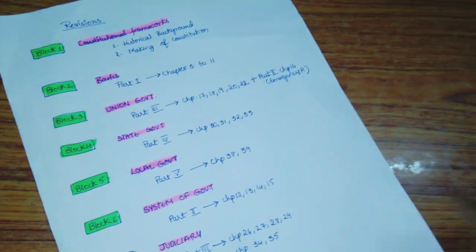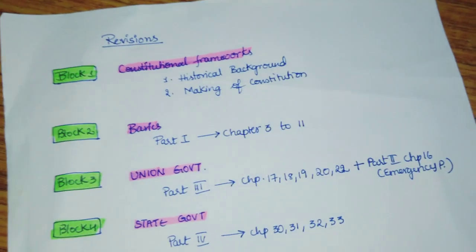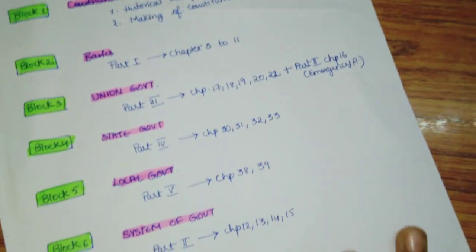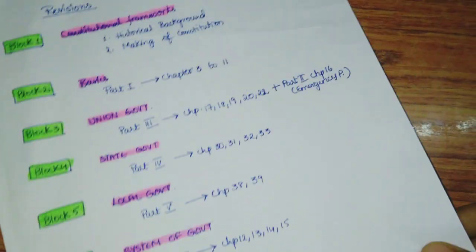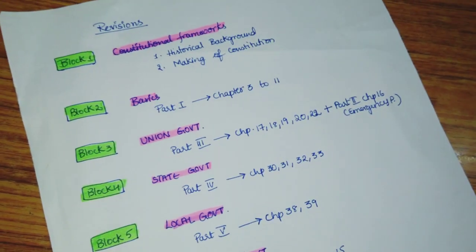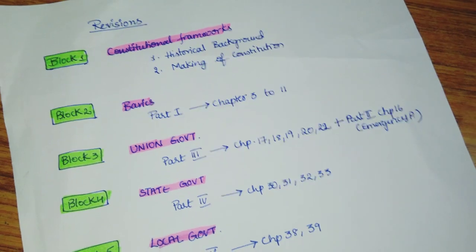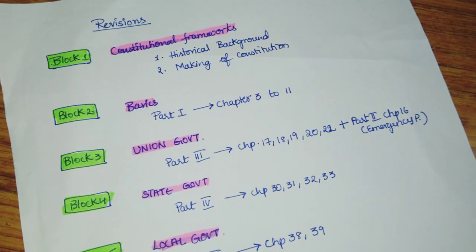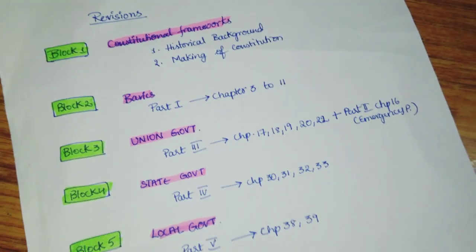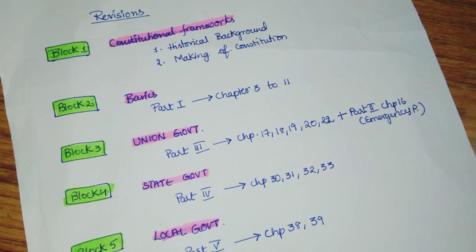So this is it. This is a revision plan. Here I have divided the different chapters into 10 blocks. In this manner you can revise your polity and the entire Laxmikanth book in only 10 blocks, and here I have arranged them in a priority manner.